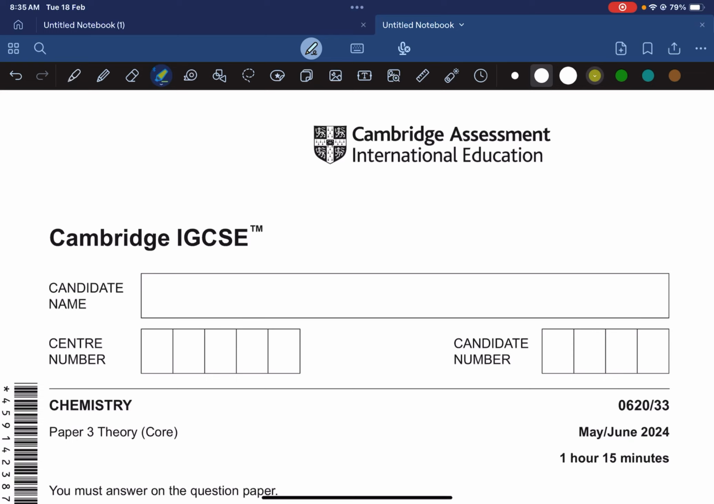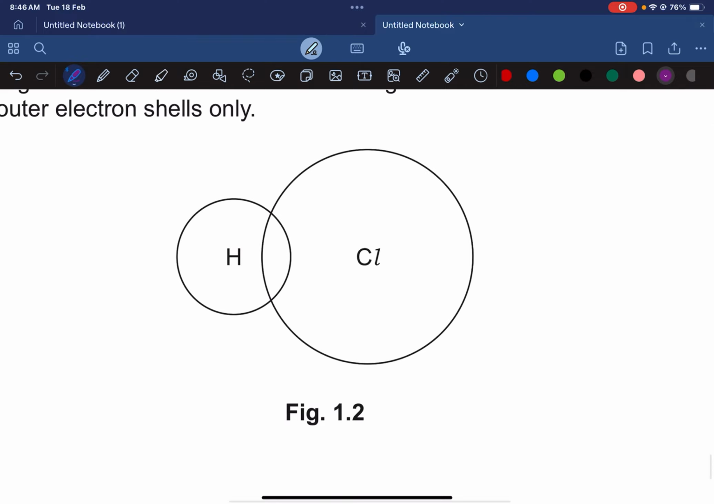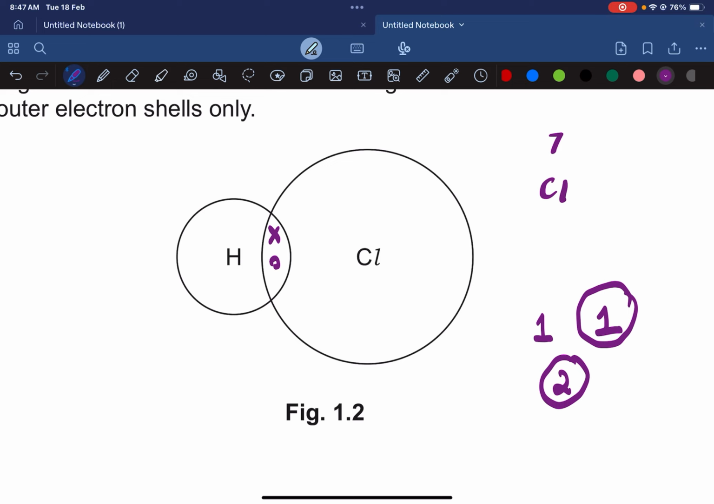Let's move on. Next question says complete figure 1.2 to show the dot and cross diagram for structure B. Show the outer electron shells only. Okay, now we know that chlorine is in group 7, and we also know that hydrogen only needs one electron. Hydrogen basically has one electron in its outermost shell, and it needs one more to complete the outermost shell and to get a total of 2 electrons. So what will happen is that this cross is the electron of hydrogen. Now hydrogen just needs one more, so it will share one pair of electrons.